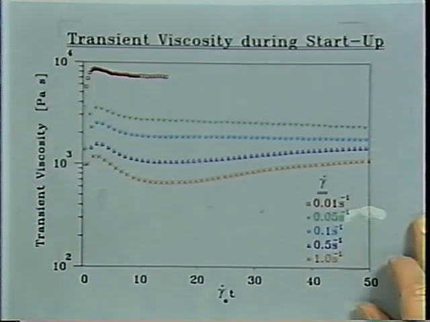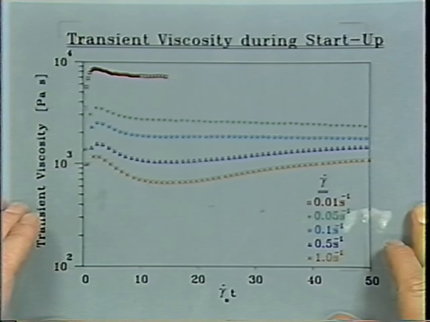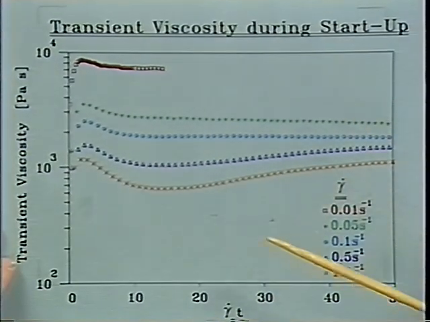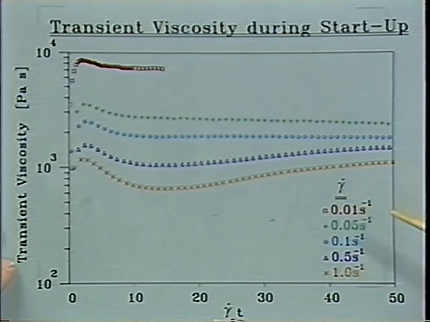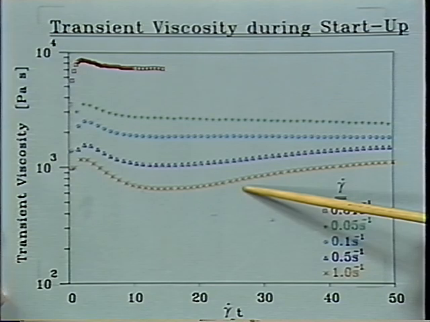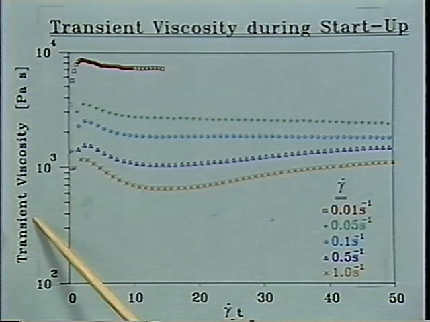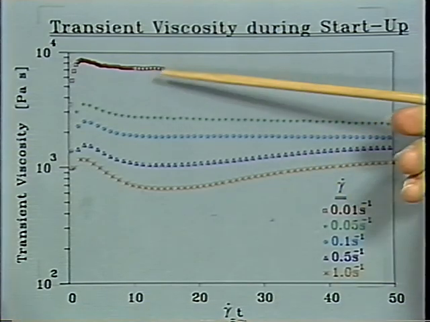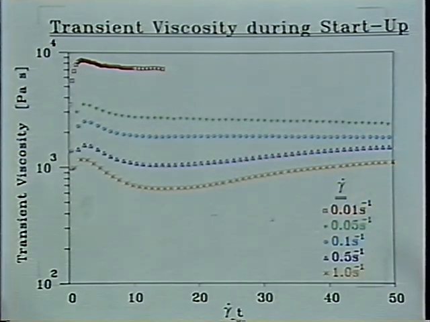Susan calculated the spectrum of the material, and now she performed some startup experiments at constant shear rate, which were ranging from 0.01 to 1 seconds to the minus 1, and this is the transient viscosity. You can see that the viscosity is very, very shear rate dependent in all experiments.